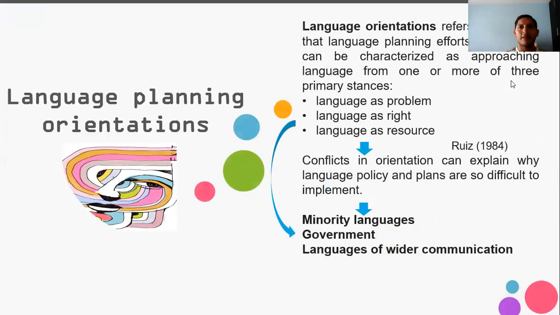Now we have different language planning orientations. Language orientations refer to the idea that language planning efforts of all types can be characterized as approaching language from one or more of three primary stances: language as a problem, language as right, language as resource.